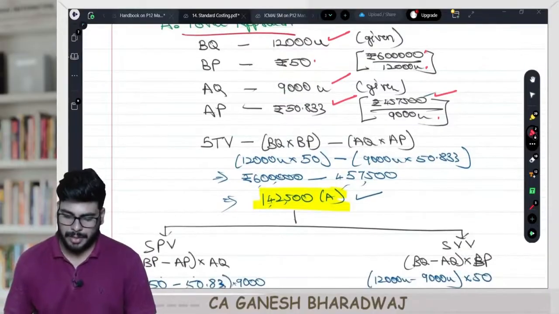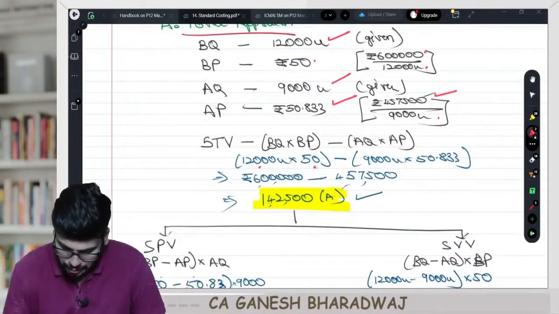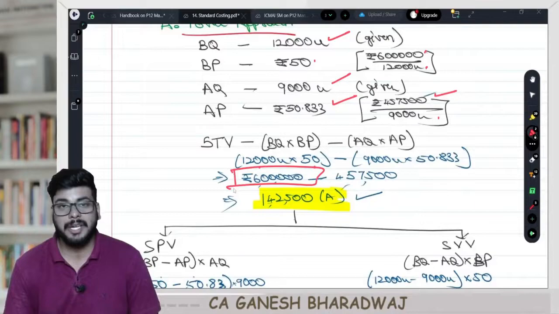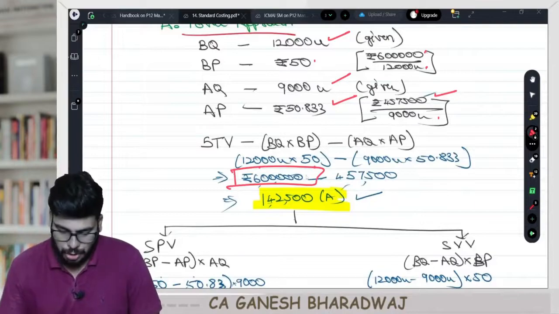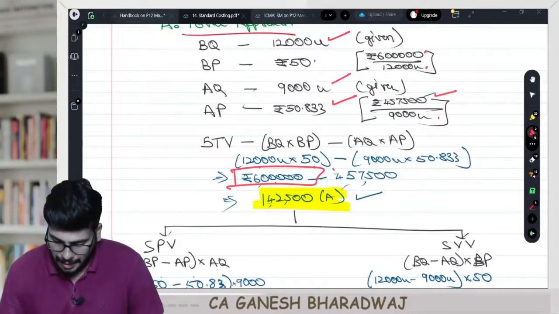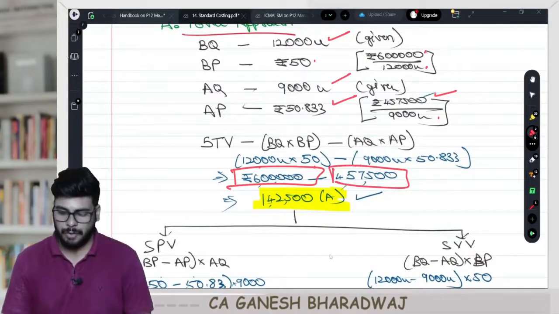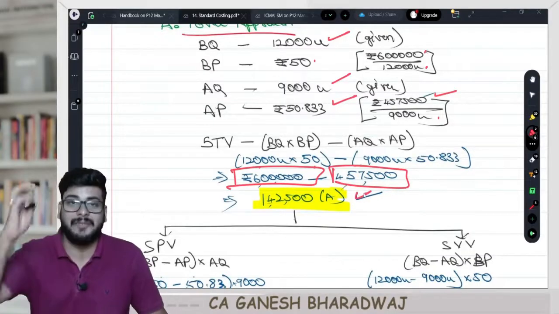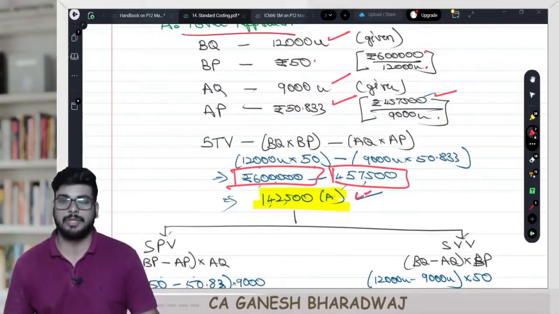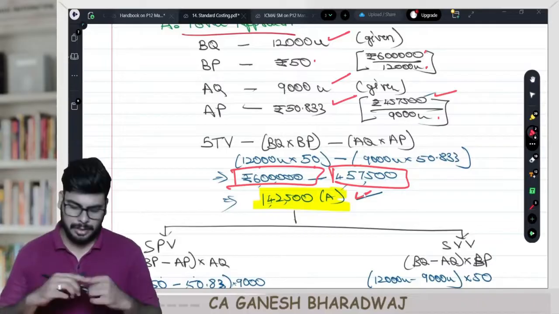Now sales total variance, budgeted quantity into budgeted price, 12,000 into 50. I was expecting to generate a sales turnover of how much? A turnover of 6 lakh, but I actually ended up getting a turnover of only 4,57,500. Basically, my sales has dropped by how much? 1,42,500 rupees adverse. Now, what is the root cause for this?